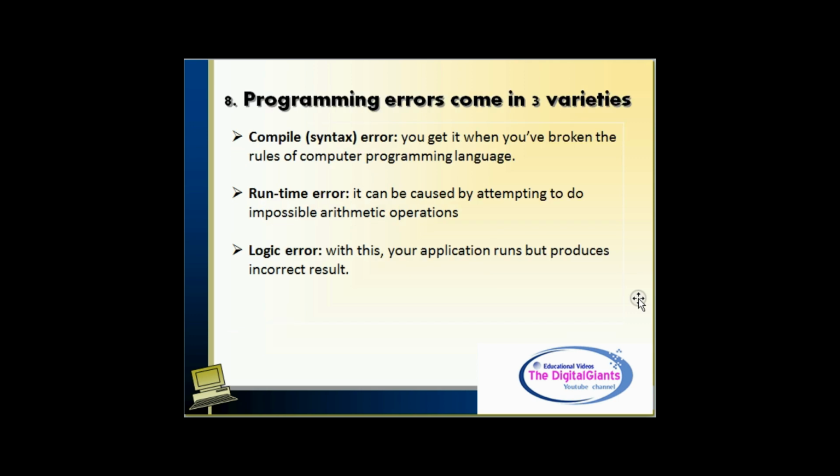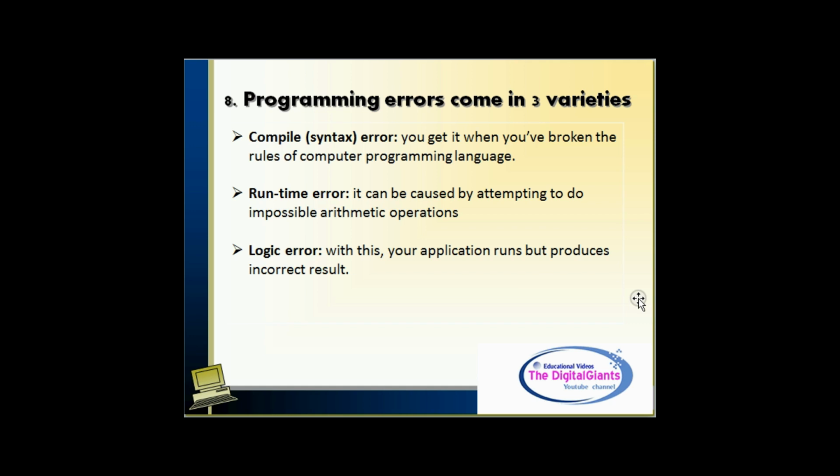There are three types of computer programming errors. First one is compiler or syntax error. You get it when you have broken the rules of the computer programming language. The second is runtime error. It can be caused by attempting to do impossible arithmetic operations. The last one is logical error. With this, your application runs but produces incorrect results.